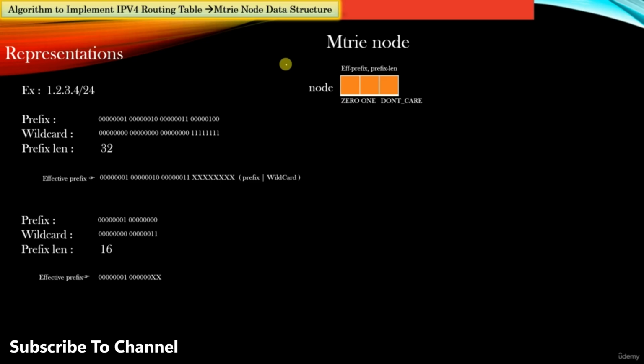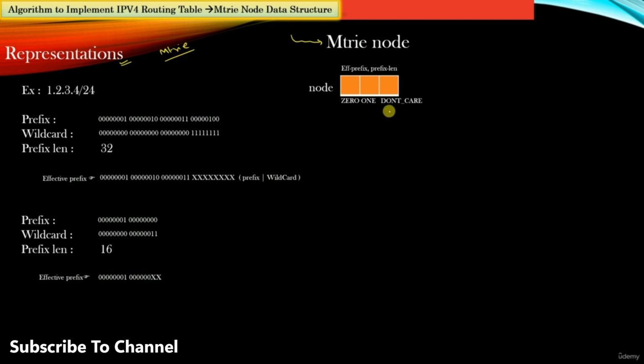So guys, before we start discussion of our algorithm for implementing the IPv4 routing table, we need to get ourselves familiar with certain representations that we are going to follow. As I said, we are going to use mtrie data structure in order to implement the routing table, and mtrie is a tree-like data structure. So obviously mtrie is going to have nodes. We will call those nodes mtrie nodes.